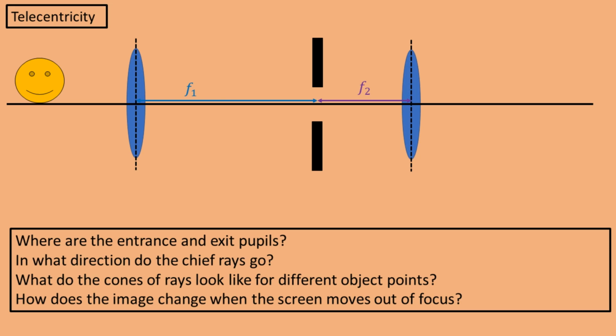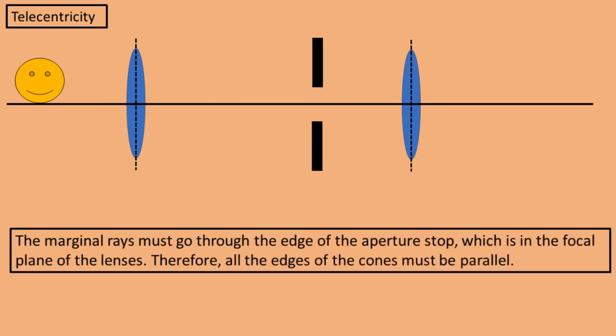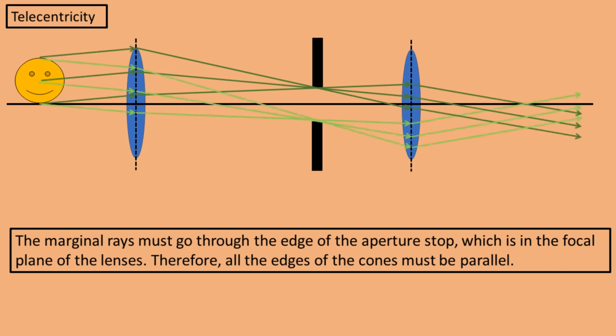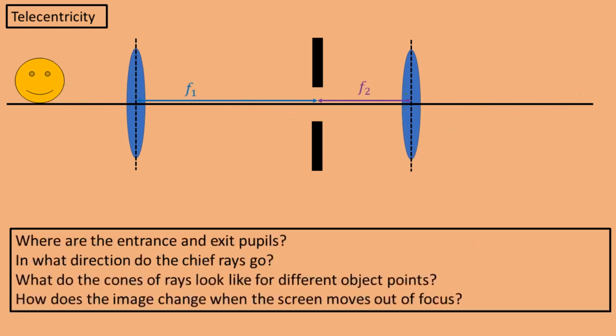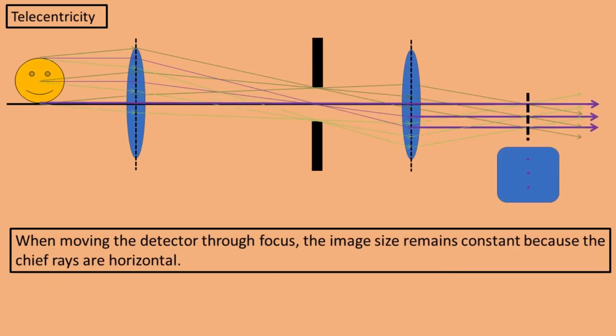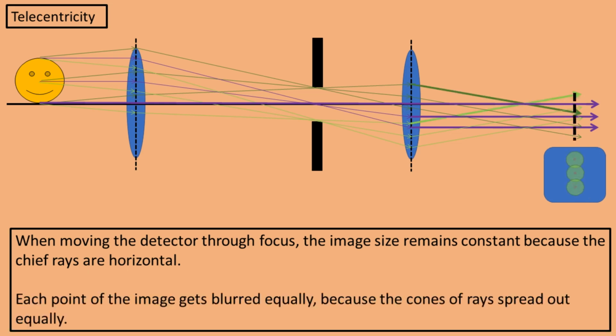Then we asked, what do the cones of rays look like for different object points? We know that the edge of each cone should go through the edge of the aperture stop. Since the aperture stop lies in the focal plane of the lenses, the edges of the cone should be parallel to each other outside the optical system. This means that the cone of rays is the same for each object point. The final question was, how does the image change when the screen moves out of focus? If we move the image through focus, the image size remains constant because the chief rays are horizontal. However, the image does get blurrier when moving out of focus. To be more precise, each point of the image gets blurred equally because the cones of rays spread out equally.